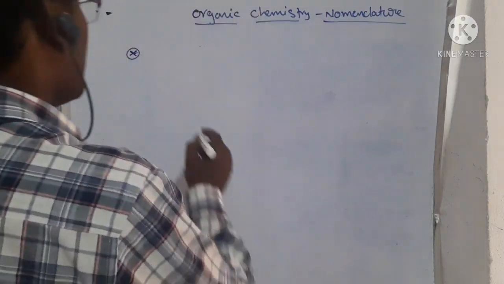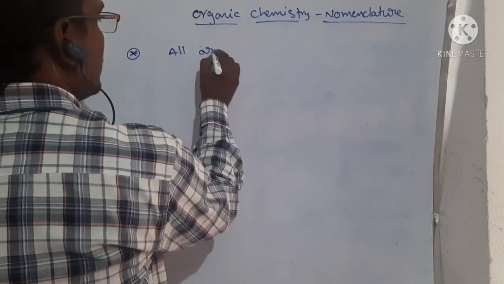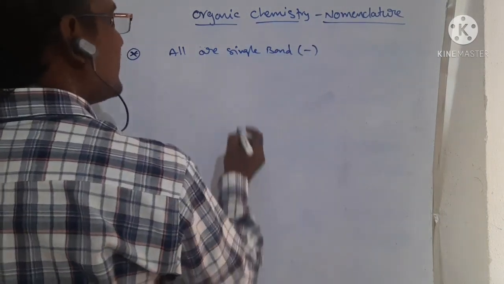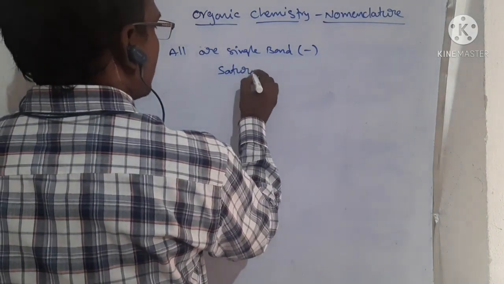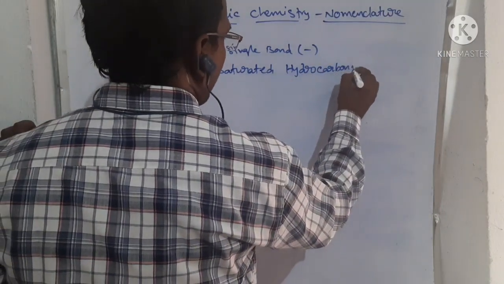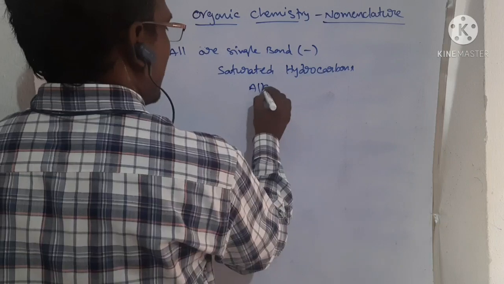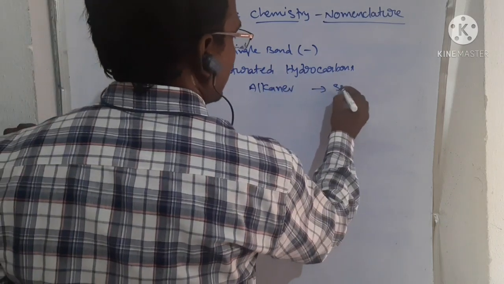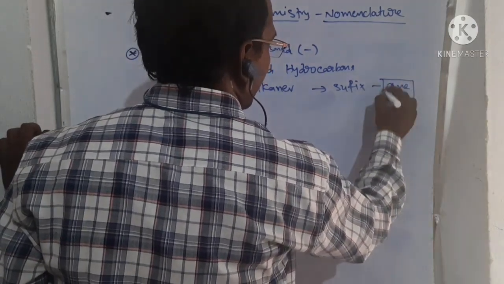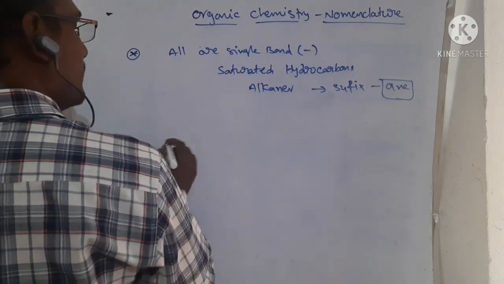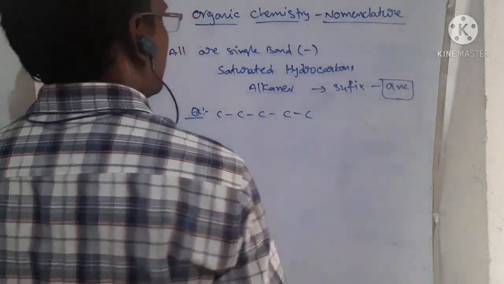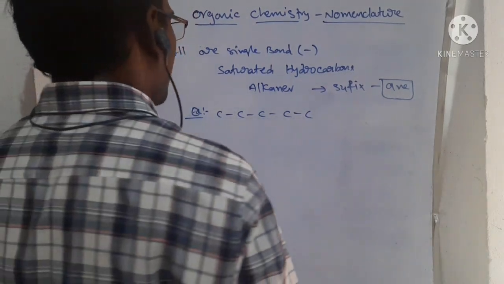All are having single bonds. All are single bonds. So these are called saturated hydrocarbons. These are called alkanes. Here the suffix is ane. Very important: single bond, ane. For example, all are single bonds like this. This is the example. The suffix is ane.